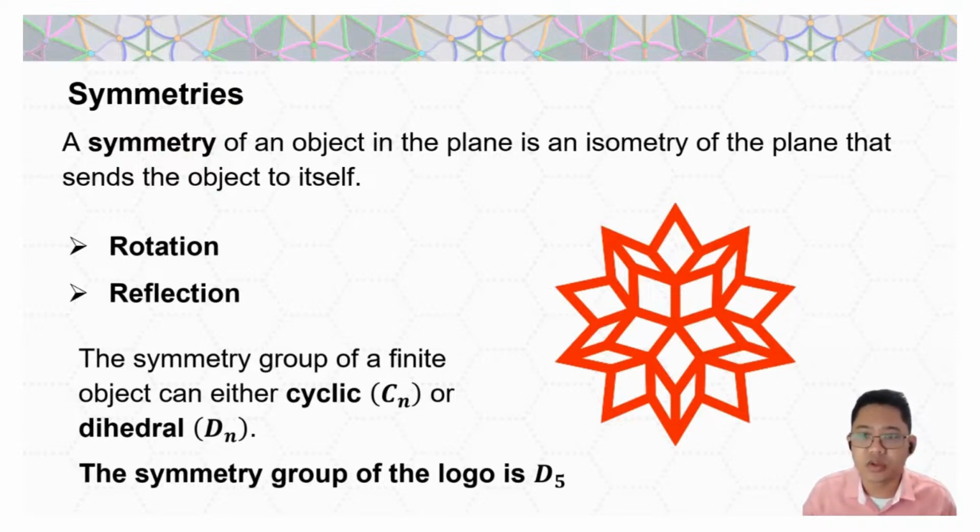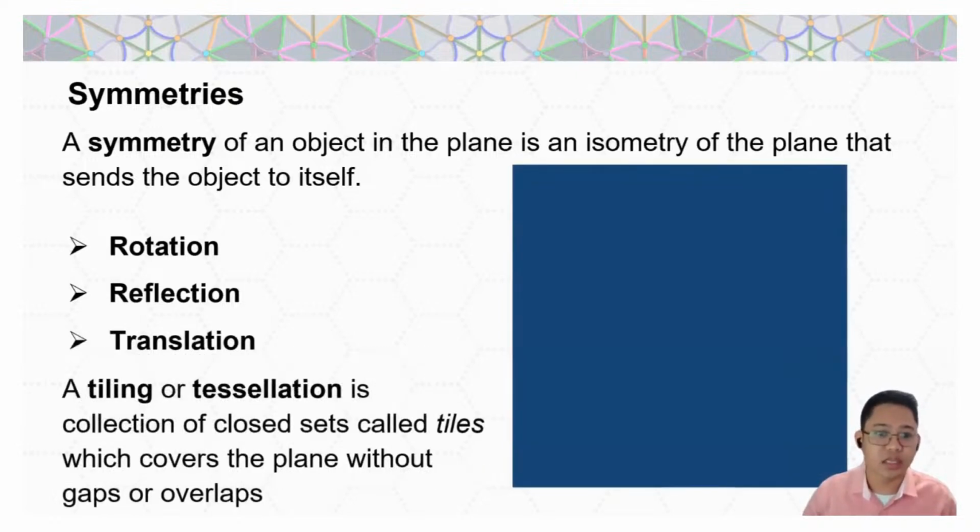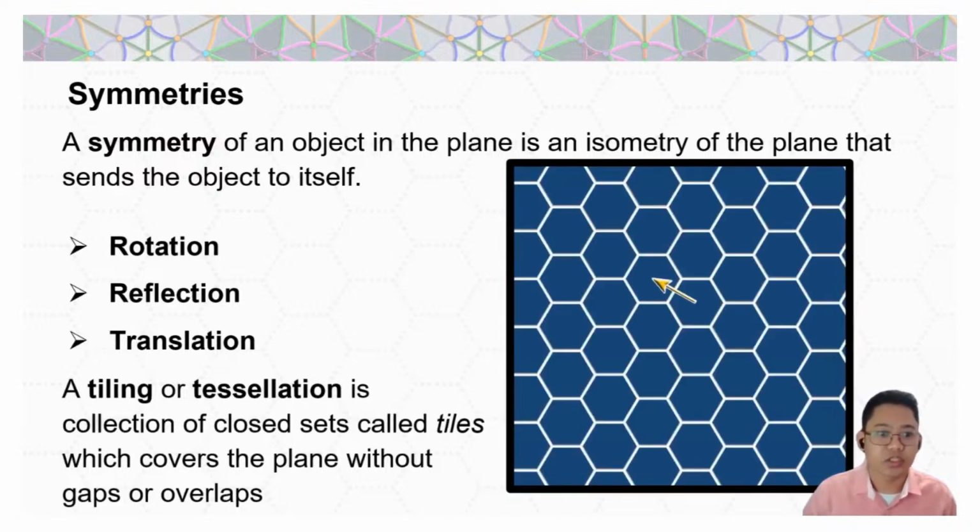Now let's move on to infinite objects, like for example, the tiling that I presented earlier. That's an infinite object. Aside from rotation and reflections, it turns out that infinite objects can also have what we call translational symmetries. So, for instance, this particular tiling has a translational symmetry. So what does translation symmetry mean?